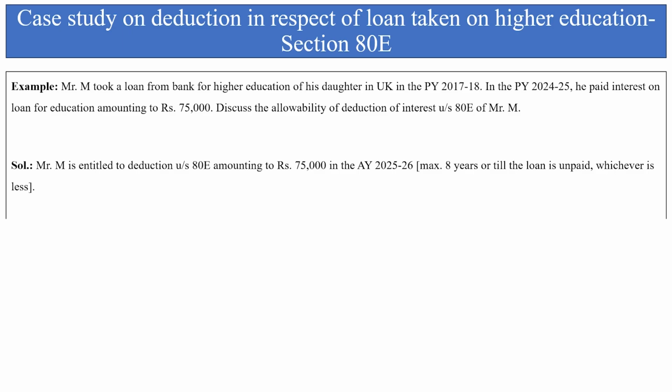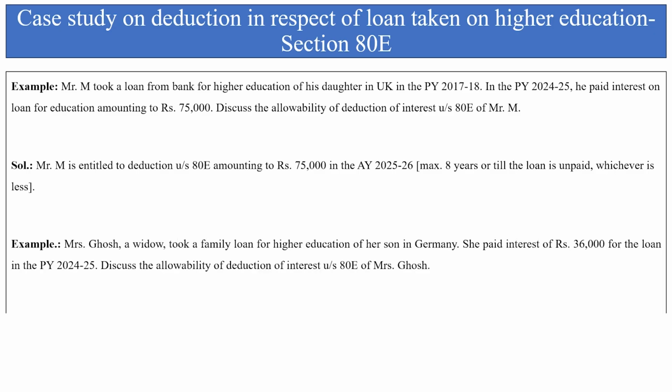The deduction is available for a maximum of 8 years or till the loan is paid, whichever is less. As he took the loan in the year 2017-18, the 8 years have not yet expired, so it is available for deduction. Mrs. Ghosh, a widow, took a family loan for higher education for her son in Germany.